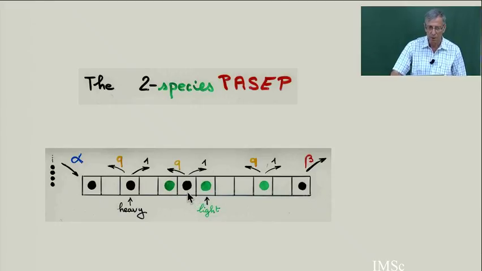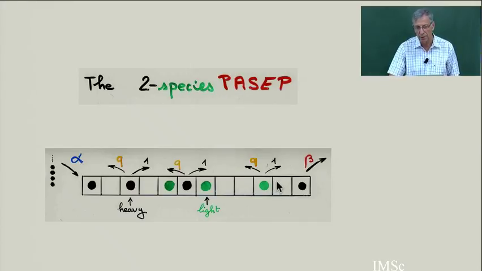So now the rules. If the green particle, for example, has an empty cell on the right or an empty cell on the left, then it can jump to the right with probability 1 and go back to the left with probability q, as for the ordinary PASEP. Same for a black particle. If it's empty on the right, then you go to the right with probability 1. If it's empty on the left, you go with probability q.